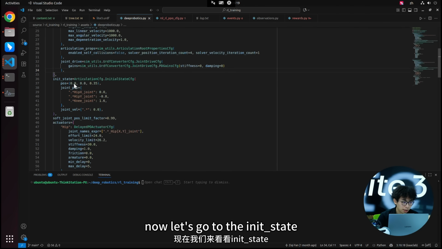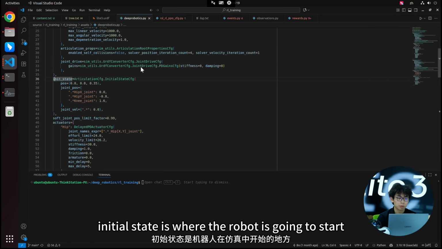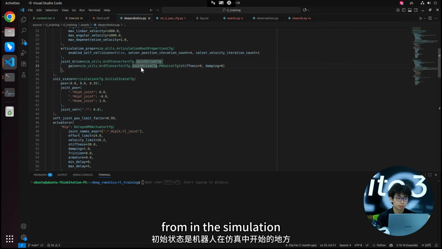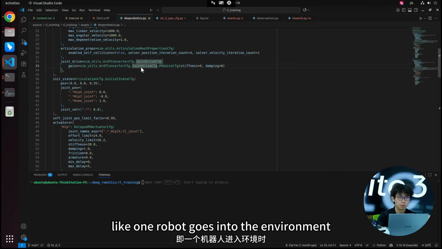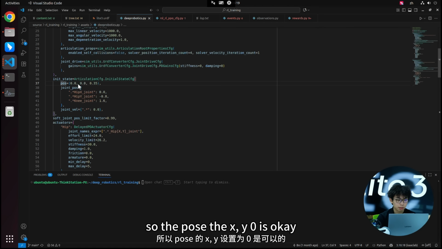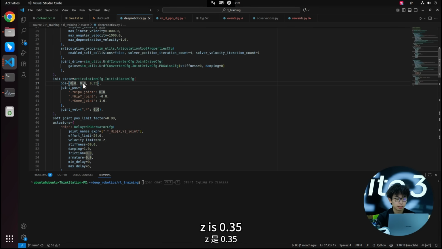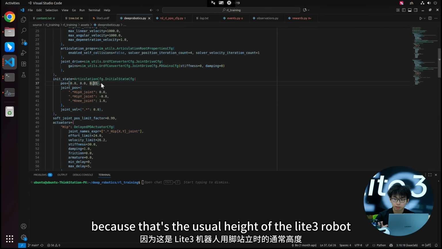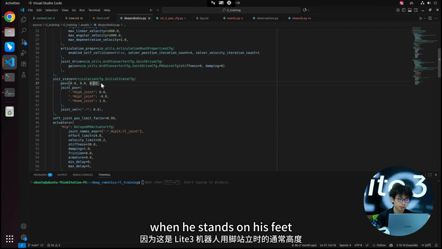Okay, now let's go to the initial state. Initial state is where the robot is going to start from in the simulation, like when the robot goes into the environment, where it's going to be. So the pose, the x, y, 0 is okay, z is 0.35, because that's the usual height of the Light 3 robot when it stands on its feet.